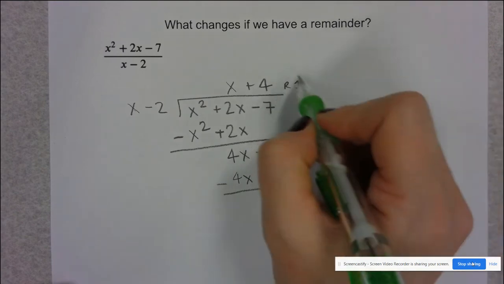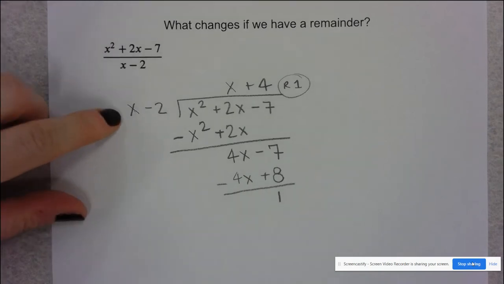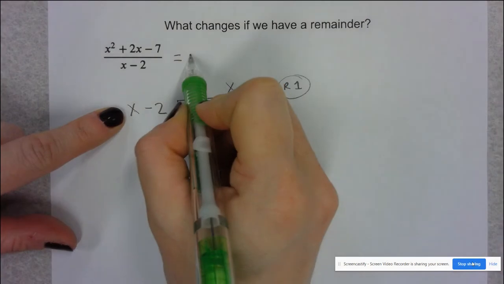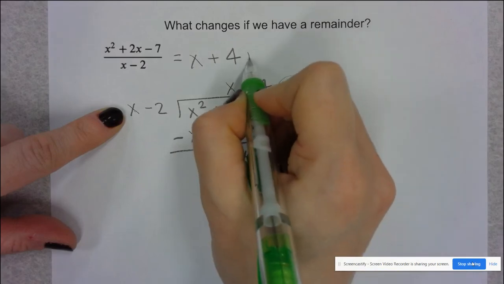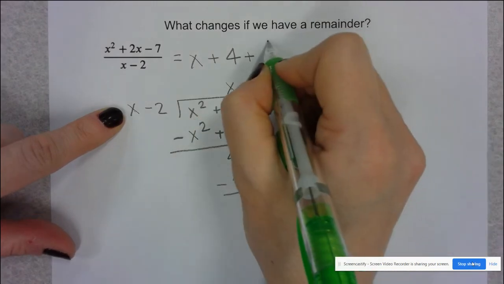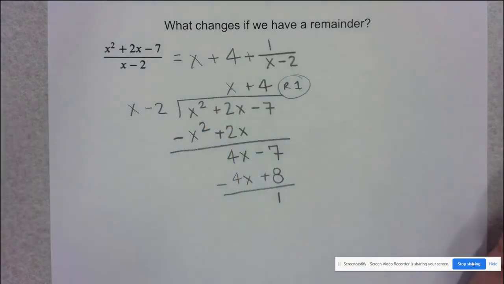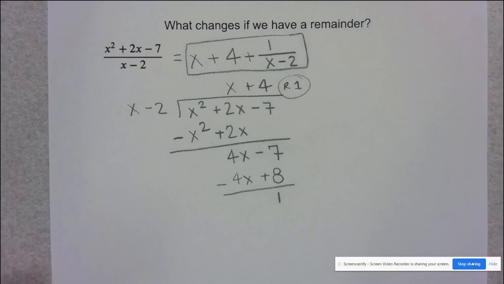So we have to know how to write this remainder if I'm dealing with it as a polynomial. Technically, our remainder is a fraction using our divisor. So if we were going to write our answer, it would be x plus 4, which is what we got when we did our division, plus whatever our remainder was, divided by our divisor. So this is the only difference if I have a remainder.